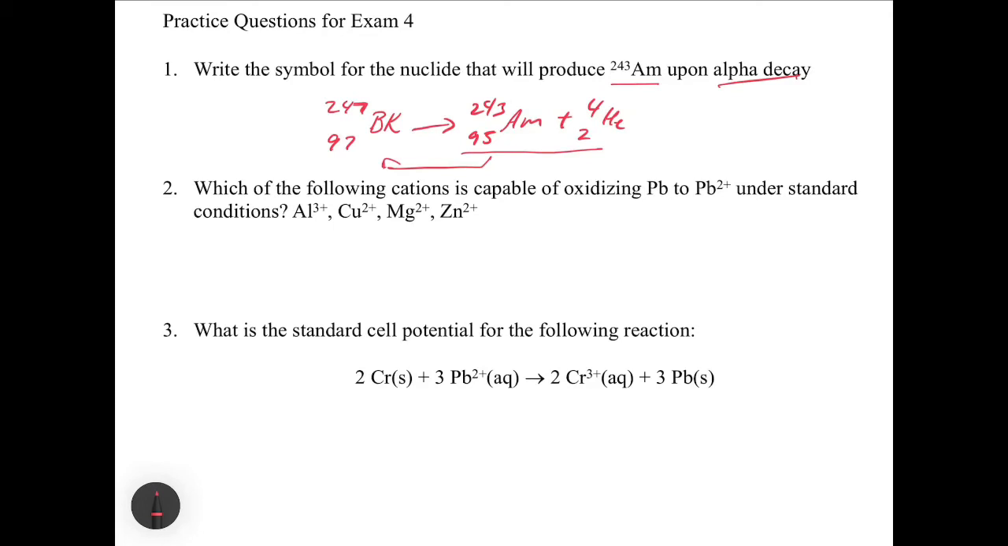For the next one, it says, which of the following cations is capable of oxidizing lead to lead 2 plus under standard conditions? We have to go in the book and look up the standard reduction potential for these things. This is like an activity series question. If you look up the lead 2 plus redox potential, you get minus 0.13 volts. Then for the remainder of these, we get minus 1.66, 0.34, minus 2.38, and minus 0.76. These are the standard reduction potentials.